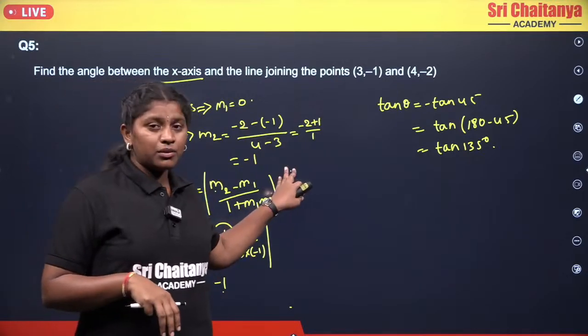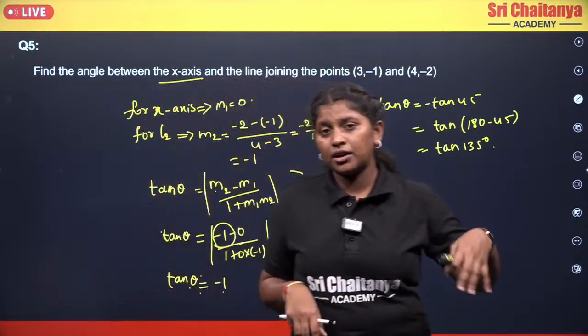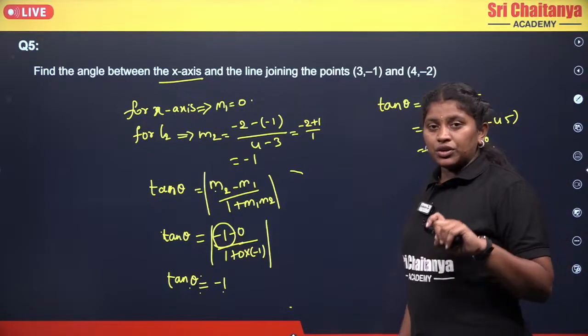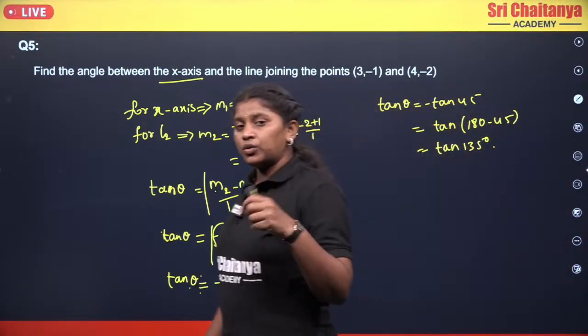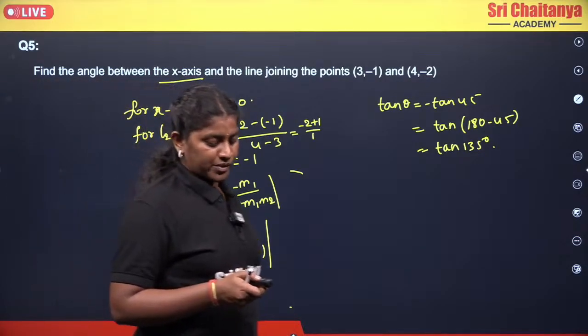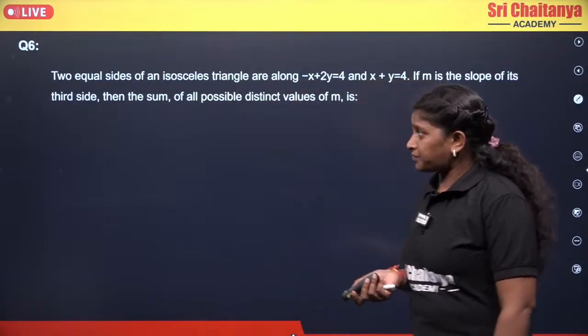Finding the angle will be very easy, but you must be very clear about what sign we have for tan theta. If you are getting a negative value, then you will be considering the obtuse angle for that. Okay. Now moving to the next.